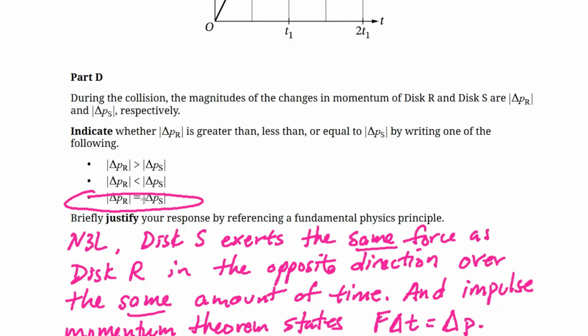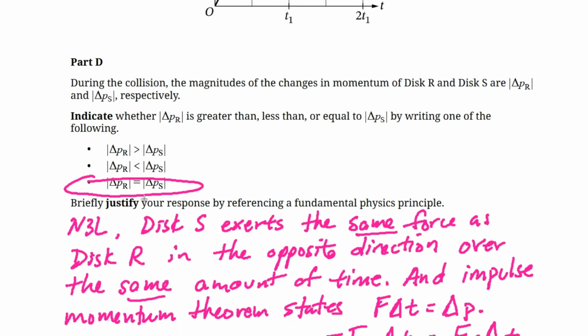Next, we're going to take a look at part D. Part D, during the collision, the magnitudes of the changes in momentum of disk R and disk S are absolute value of delta PR and absolute value of delta PS, respectively. Indicate whether the absolute value of delta PR is greater than, less than, or equal to the absolute value of delta PS by writing one of the following. So we're going to select that the absolute value of delta PR is equal to the absolute value of delta PS.